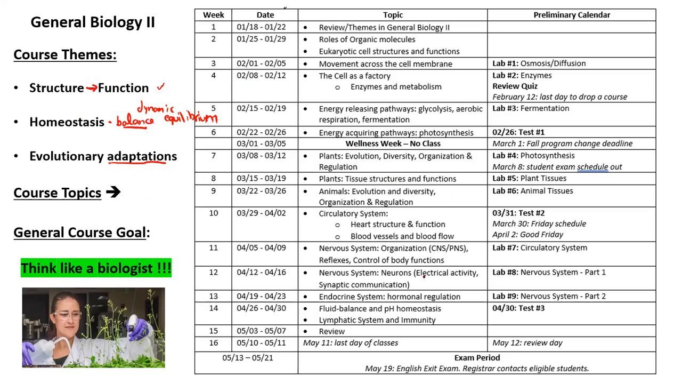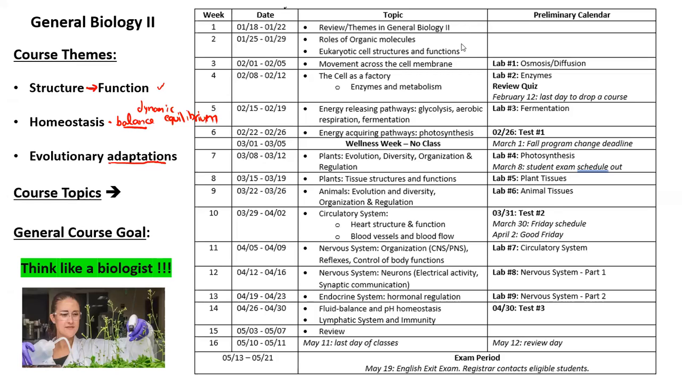The course topics. Here's a list of the course topics. You can have a look at the course outline, which is posted online. I believe it's been posted. If not, I will do that afterwards. I'm not going to go over all the topics for all the weeks, but just to see here that this week we're reviewing the themes in biology and introducing what we're going to do gradually.